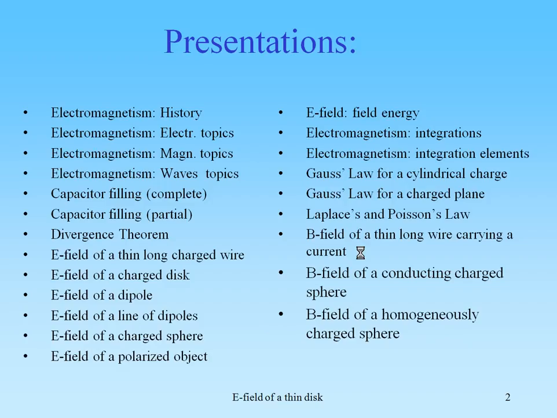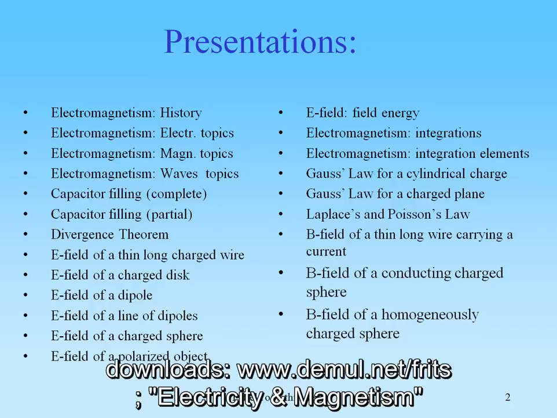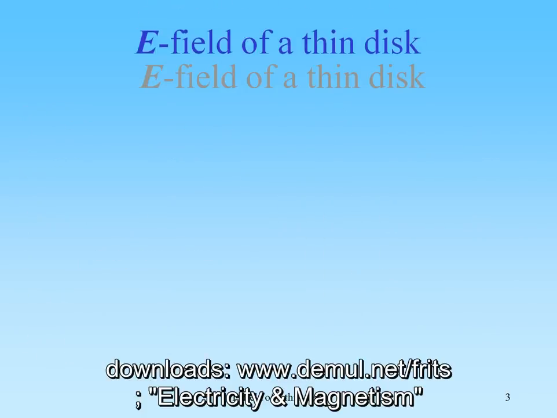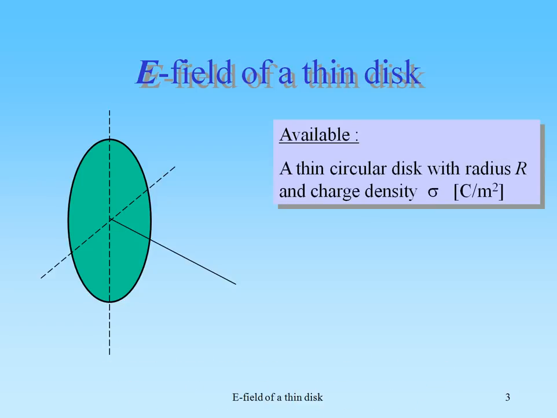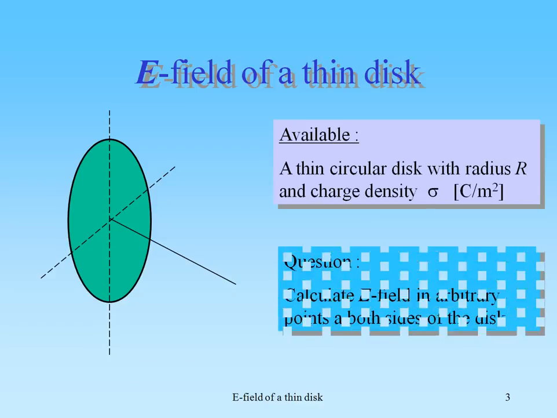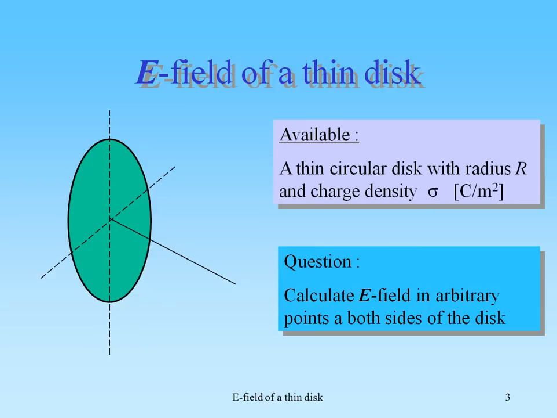This presentation is part of a list of presentations about electromagnetism you may see here. The electric field of a thin disk. Let's imagine that we have available a thin circular disk with radius r and charge density sigma, homogeneous charge density. The question is how to calculate the electric field in arbitrary points at both sides of the disk.